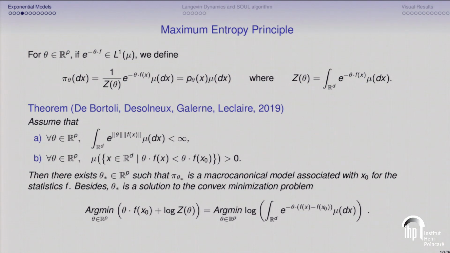Okay, so here, with these two hypotheses, the first one in particular ensures that this exponential model is indeed well defined for all theta. We can ensure that there exists a macrocanonical model. So there exists a theta star, for which the associated probability distribution pi theta maximizes the entropy and satisfies the expectation constraint. And what is nice also in this theorem is that it's constructive, which means it builds the theta star by minimizing a functional which is convex.